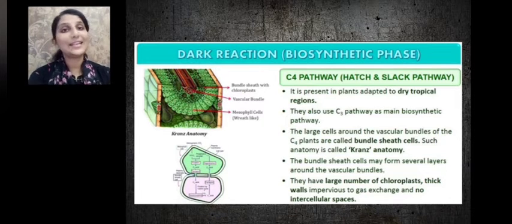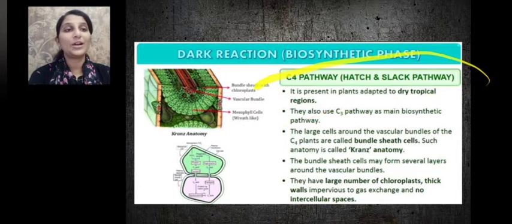We had studied the C3 cycle, in which the first stable product is a 3 carbon organic compound which is called 3 phosphoglyceric acid. Now in this module we are going to learn the next type of cycle, that is the C4 cycle.